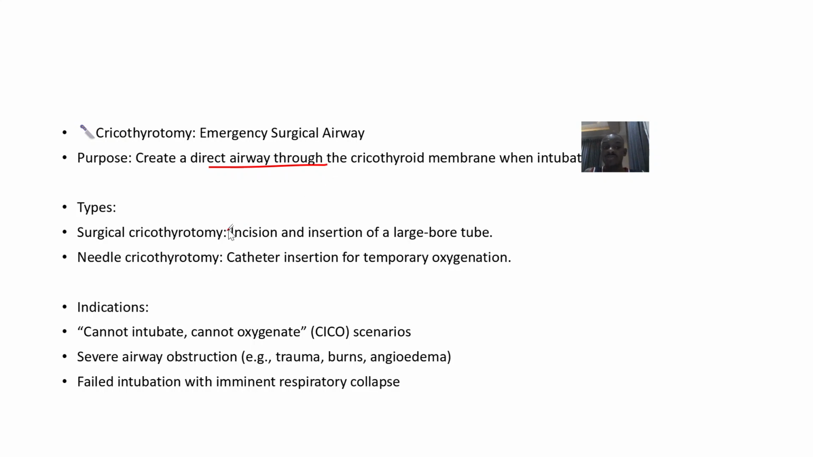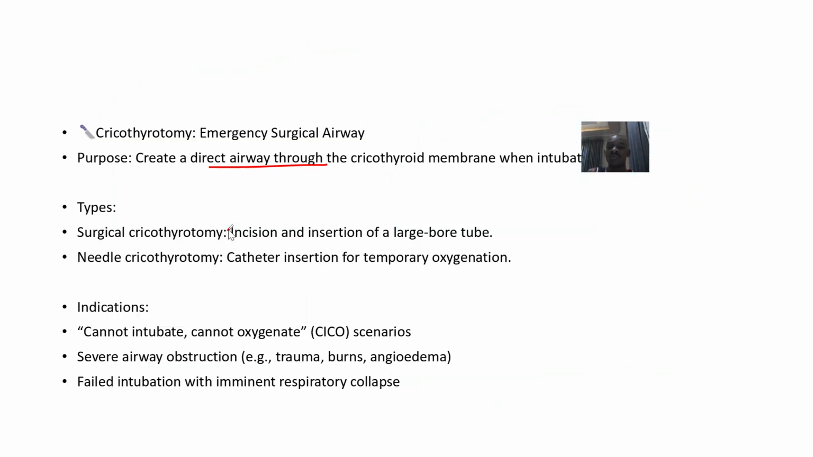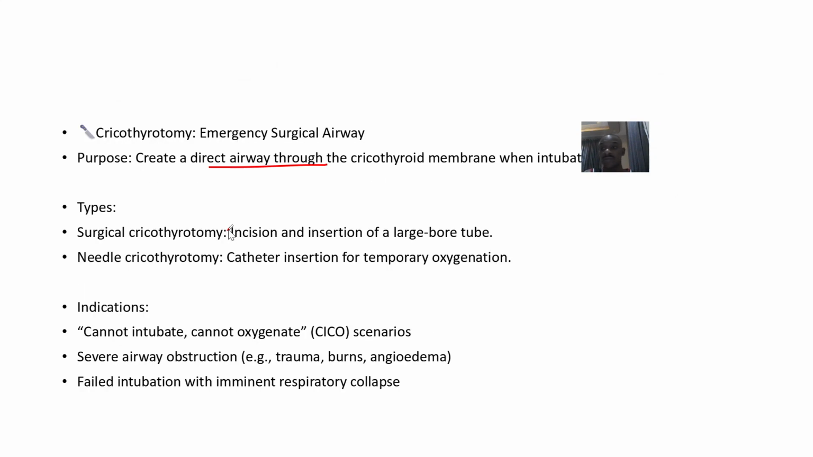So indications, you basically go in for this surgery, this cricothyrotomy, mostly when you have tried to intubate the patient right through the mouth or nose, but it has failed. Or in severe airway obstruction. Okay, so you just have to do it by incising through the cricothyroid membrane, making a vertical skin incision, then a horizontal cut through the membrane. Then you insert and secure the airway tube.